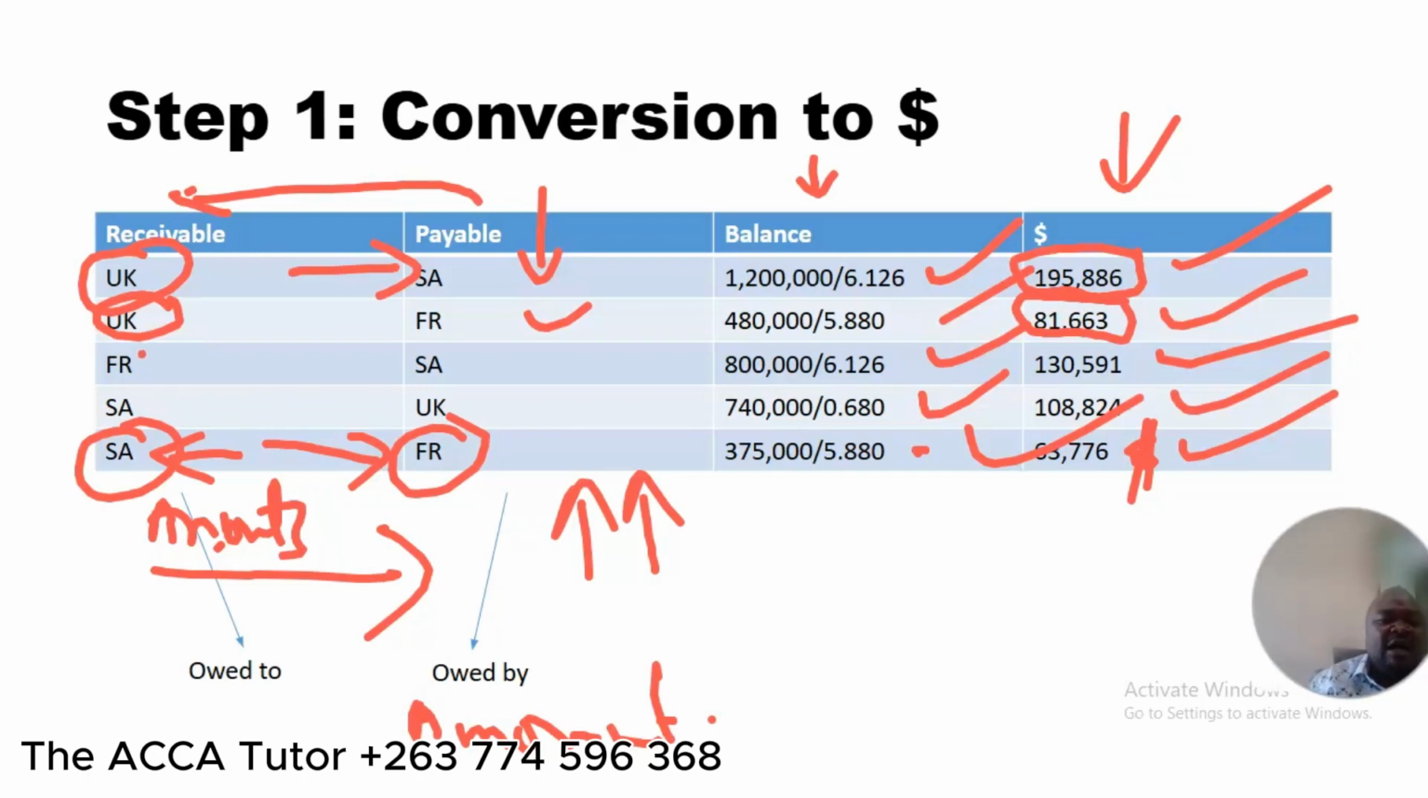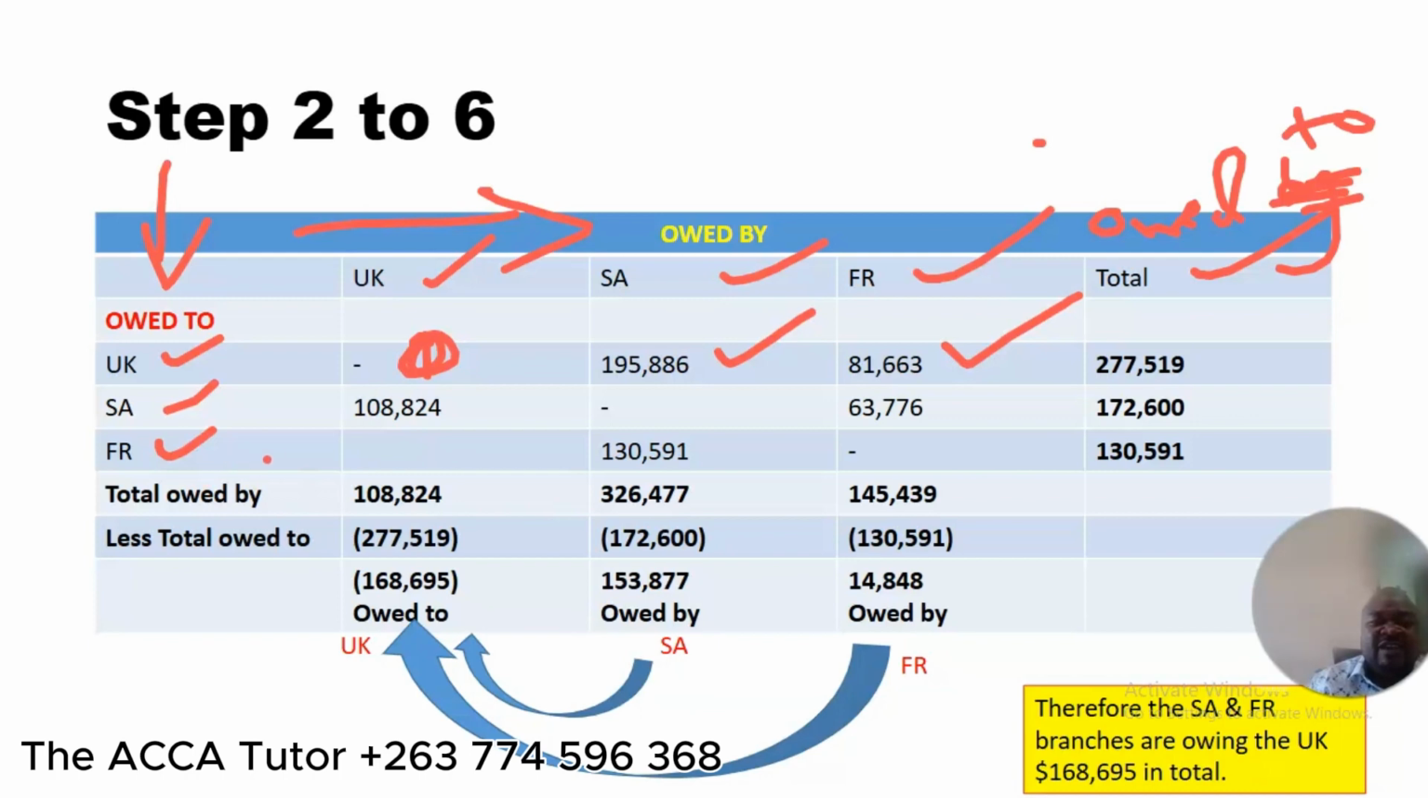Okay, then we ask ourselves, we have finished the UK, so we have to move on to France. What amount was being owed to the French company by the South African company? We discovered that it was 130,591. So we come here and say, France, where are you? France was being owed by the South African company 130,591.